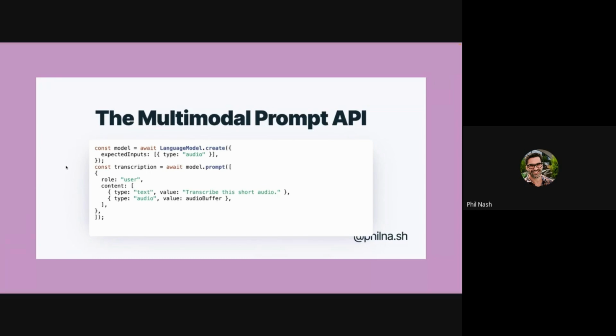I wanted to use the multimodal Prompt API to transcribe audio that I was recording via the laptop. That took me on a journey through a bunch of other APIs. We have the MediaRecorder API to record audio, the Web Audio API to take that recorded audio and turn it into an audio buffer, and then the multimodal Prompt API.